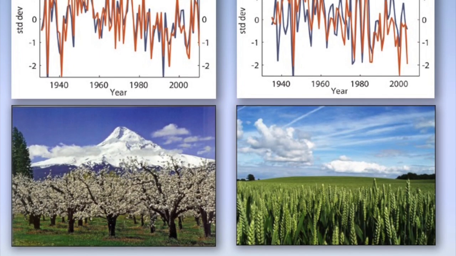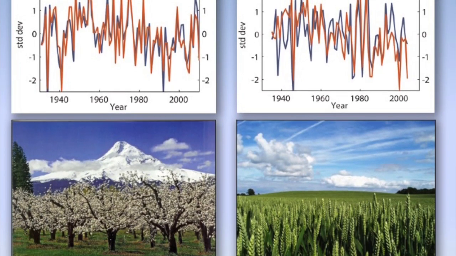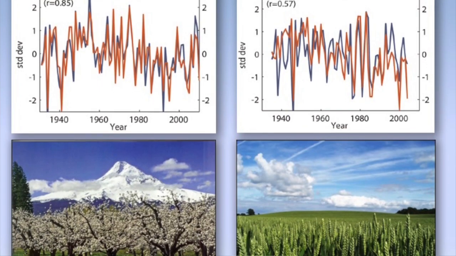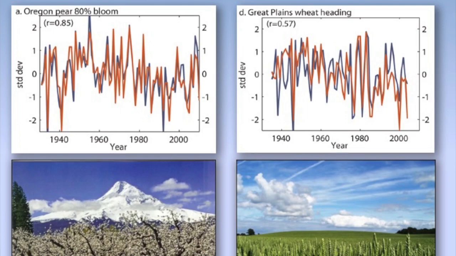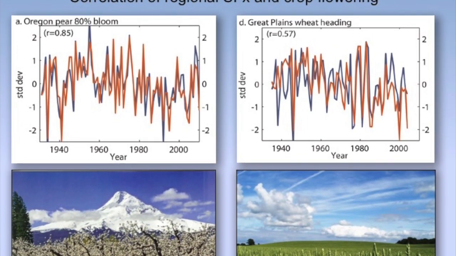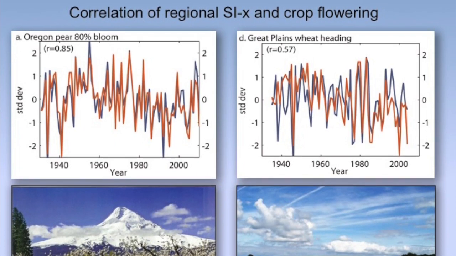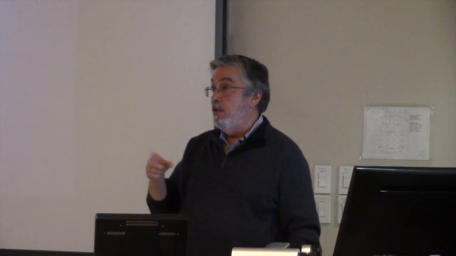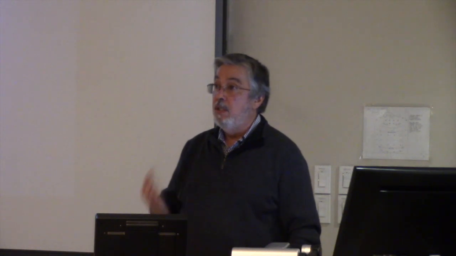And so we took the spring index and averaged it over the same spatial domain for the state of Oregon, and then across the plains from north to south. And we plotted them against the blooming of Anjou pears, and then this phenophase for a Russian cultivar called Kharkov, where they make the same measurement of phenophase every year, which is when the flowering stalk emerges from the flag leaf.